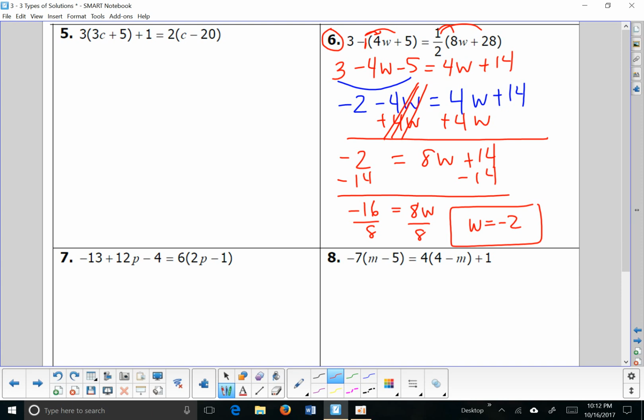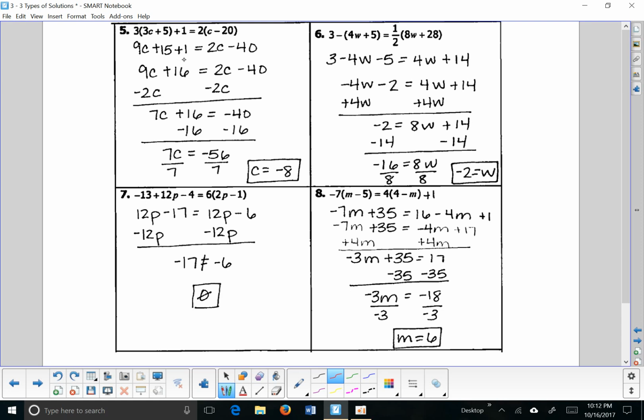All right, take a moment to pause the video and give these next 3 a chance on your own. Okay, now that you've had a chance to give these 3 a try, let's take a look at your solutions. So number 5, c is equal to negative 8. Number 7, there are no solutions. You can write it in English, or you can use the mathematical symbol for empty set. And the answer for number 8 was m is equal to 6. So pause the video here, check over this work, and see how you did.